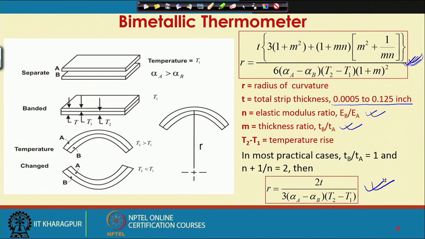So, this equation will allow you to find out the radius of curvature for a bimetallic strip given the total strip thickness, the expansion coefficient for strip A and strip B, and the temperature rise. So, if these informations are given, you can find out the radius of curvature or the deflection for the bimetallic strip.